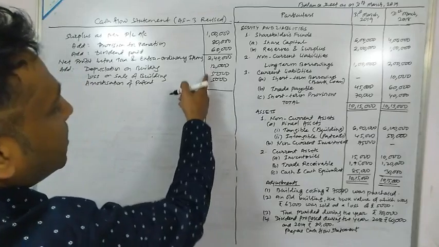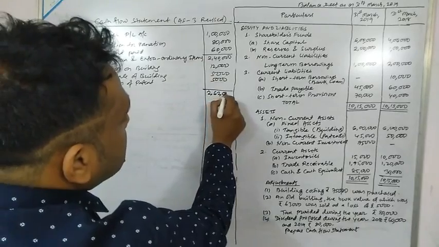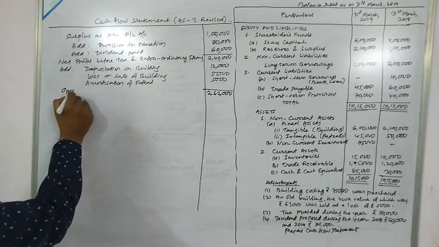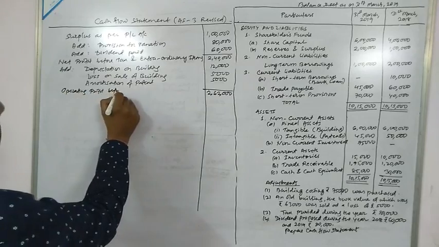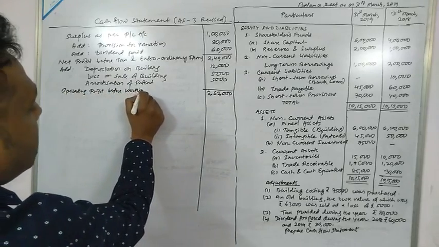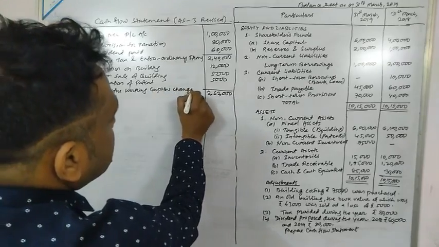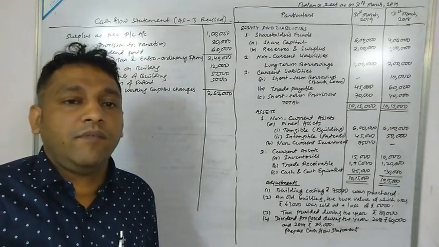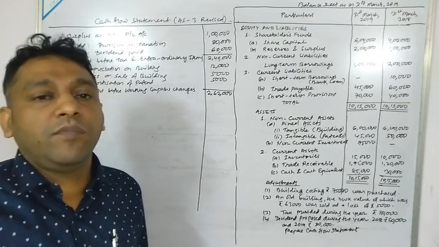So what will be the total amount? This is 22,000. So 240 plus 22 will be 2,62,000. This would be considered as the operating profit before working capital changes. Now we have got the operating profit. Now what do we have to do? We have to see the current assets and current liabilities. Increasing current assets would be subtracted and decreasing current assets would be added.